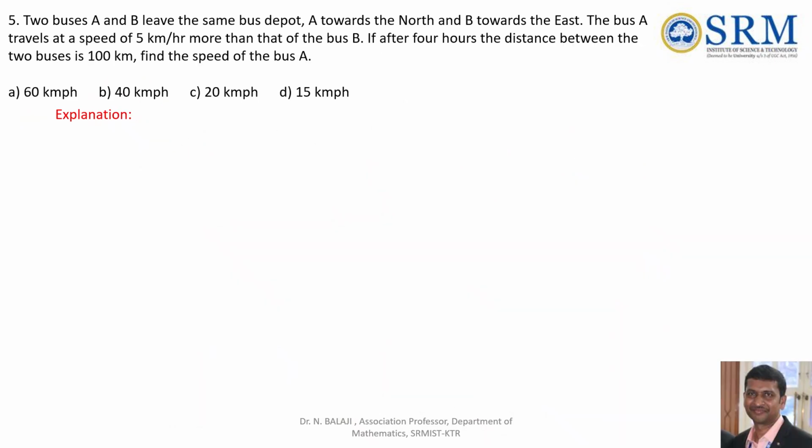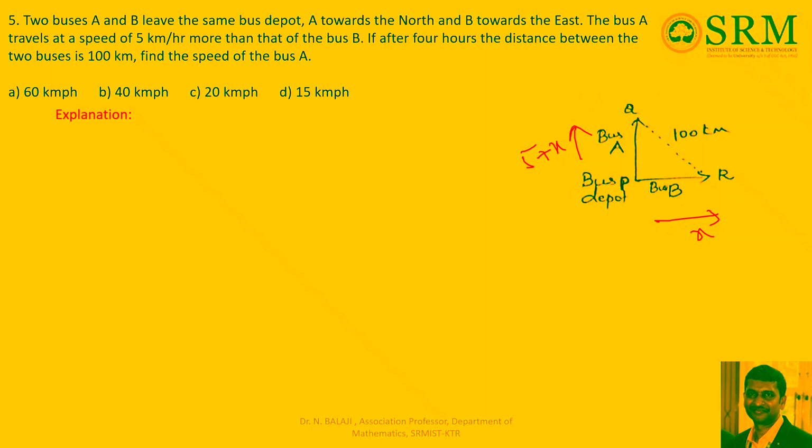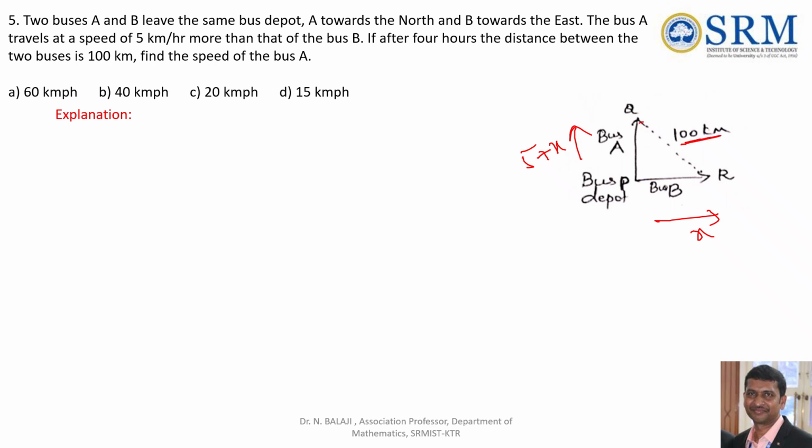Now, two buses A and B leave the same depot, towards north and towards east. So in different directions, bus A and bus B move. Bus A travels 5 kilometers per hour more than B. B goes at some speed x, so A goes at x plus 5. The distance between them is 100 after 4 hours of travel. Find the speed of bus A. So x you have to calculate, then add 5 to it.